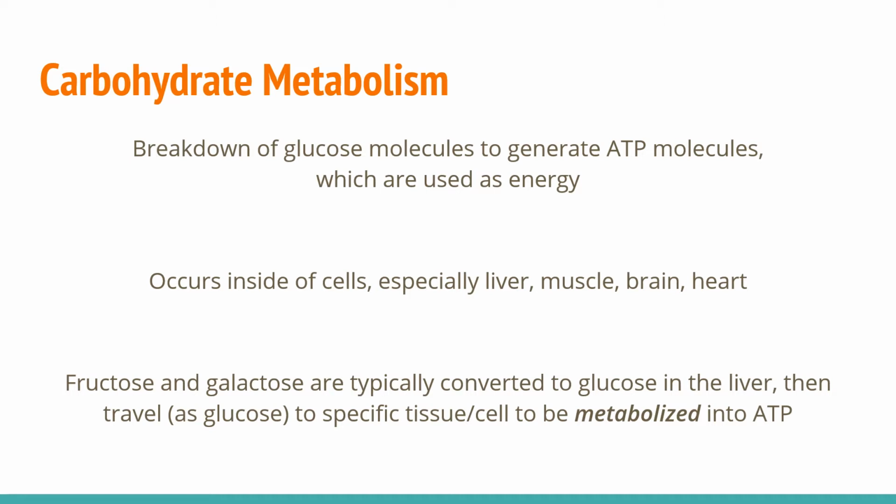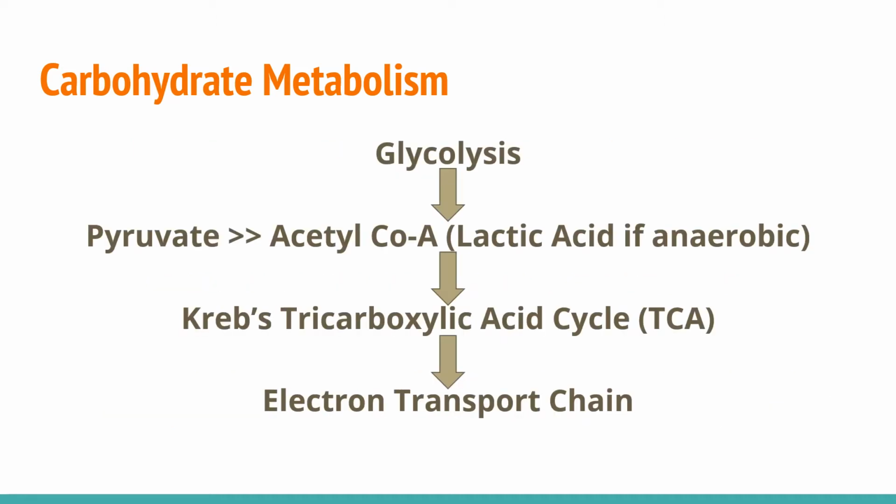Fructose and galactose, again, I mentioned this in the metabolism lecture, can enter into the glycolysis pathway, but often they will be transported to the liver to be converted to glucose, and then glucose will travel to the specific tissue or cell to be metabolized into ATP. So most carbohydrate metabolism, we're really talking about glucose metabolism. In the processes of carbohydrate metabolism, we're going to talk through glycolysis, pyruvate and acetyl-CoA and lactic acid, the Krebs cycle and the electron transport chain.